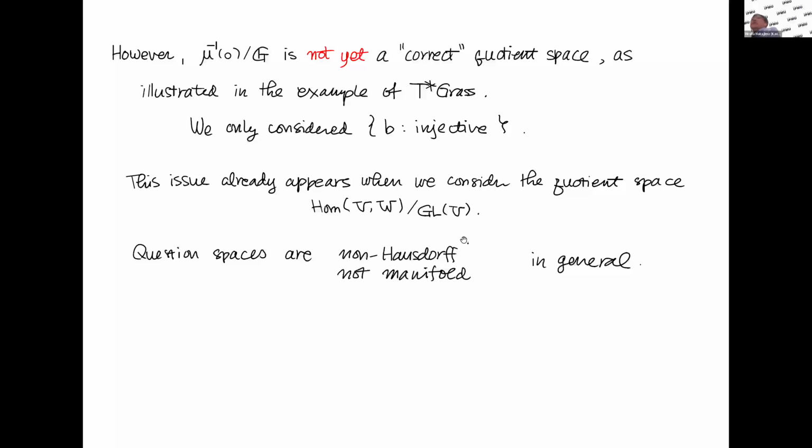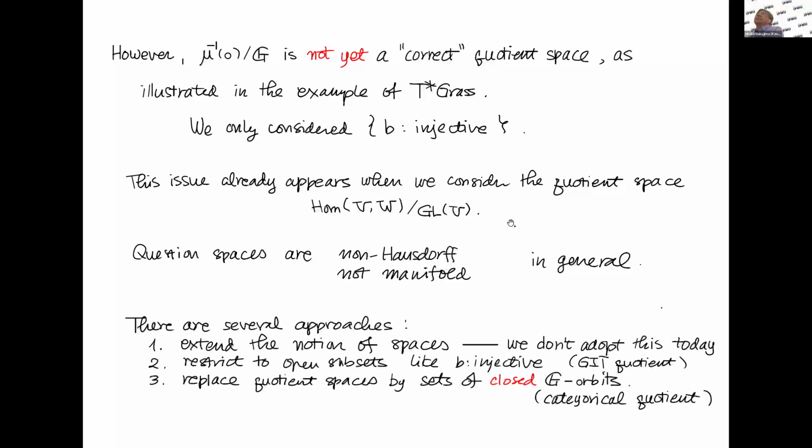So this happens quite often in various study of quotient spaces. And there are several approaches to overcome this problem of non-Hausdorffness. So first approach is just to extend the notion of spaces. So instead of quotient space as a naive space, you somehow extend the notion of spaces.